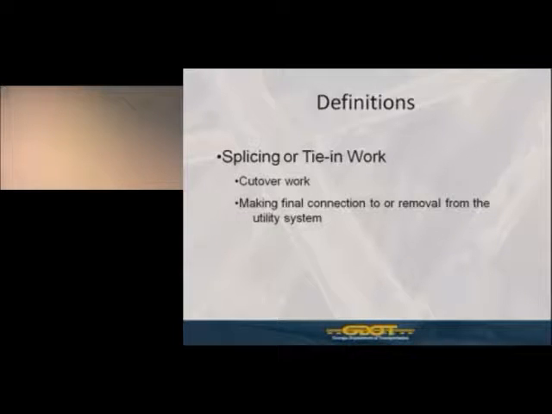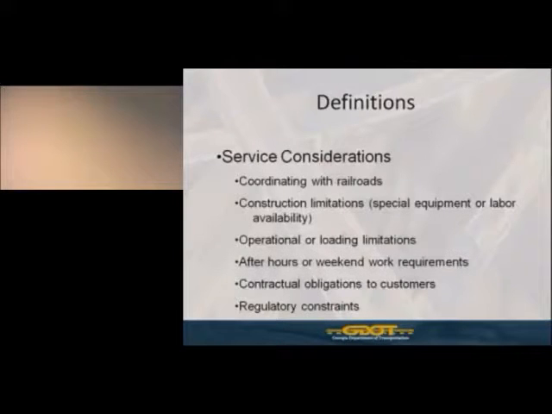Splicing or tie-in work is simply that, where you need to do final cutover, make final connections, or remove connections from the utility system, whatever it may be, underground or overhead. Any of that needs to be accounted for, and typically we would see that identified under a splicing or tie-in work phase. Service considerations, we mentioned that. You saw an example of that in the completed utility adjustment schedule sample that I showed earlier.